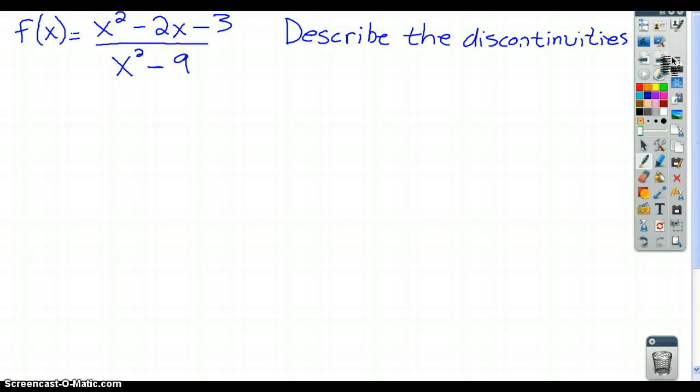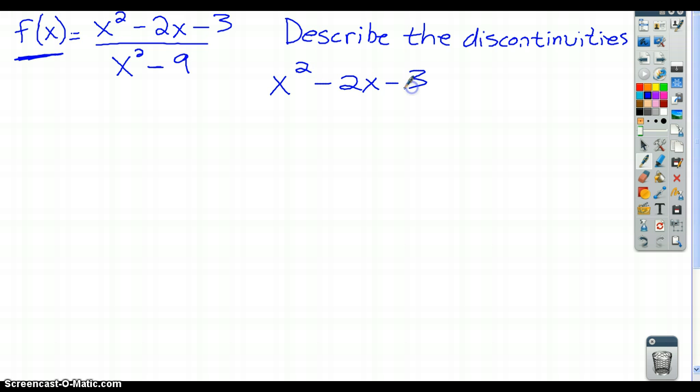Well, we talked about that a little earlier, but notice there's no limit statement. When it says describe the discontinuities, what they're actually asking for is what's going on at these certain values. Does the limit exist? Does it not? How can it exist? So on and so forth. So we want to factor both.